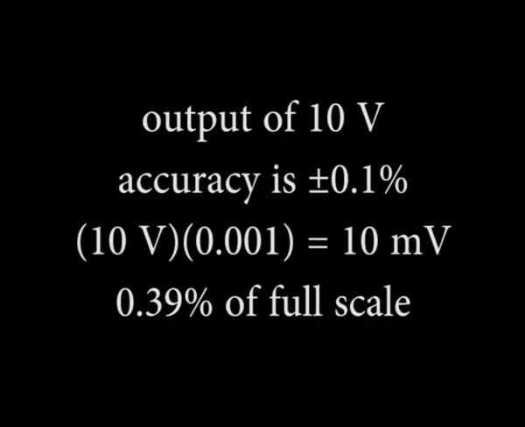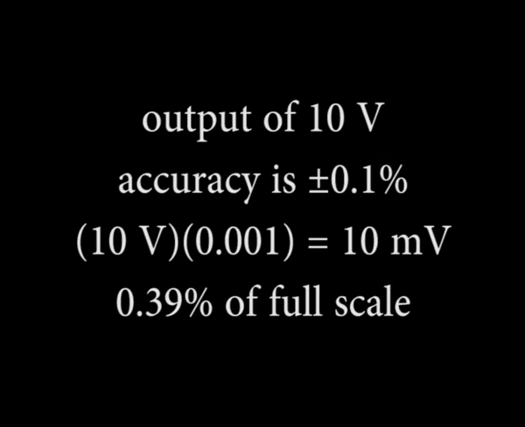Accuracy. Accuracy is derived from a comparison of the actual output of a DAC with the expected output. It is expressed as a percentage of a full scale or maximum output voltage. For example, if a converter has a full scale output of 10 volt and the accuracy is plus minus 0.1%, then the maximum error for any output voltage is 10 times 0.001, which is equal to 10 millivolt.